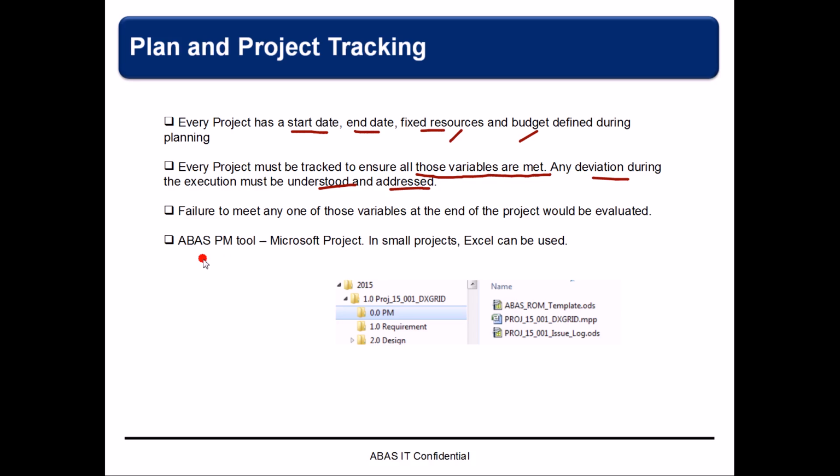And for ABAS project management, the tool that we're going to use is Microsoft Project. And for small projects, we can use Microsoft Excel, or the similar version, Apache OpenOffice. We can use that one. And as you can see, we're going to have the Microsoft Project plan. Then we also have the ROM template in the PM folder.